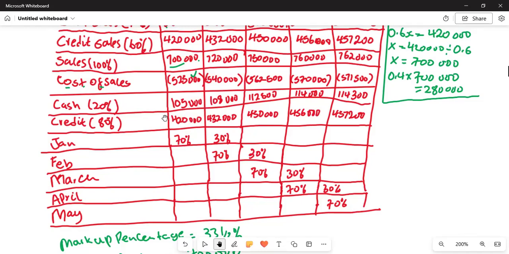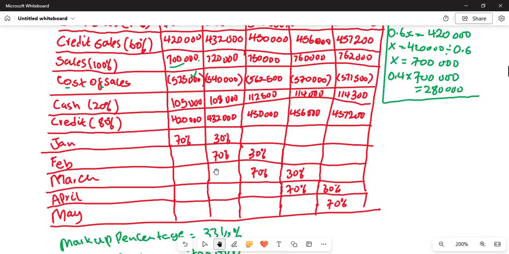Hope we are together. While the 20% of 525,000, which is 105,000, is going to represent what? The portion of the cost of sales that was purchased on cash. Also, 180,000 represents the portion of cost of sales that was purchased on cash. That is how this is to be explained to you.